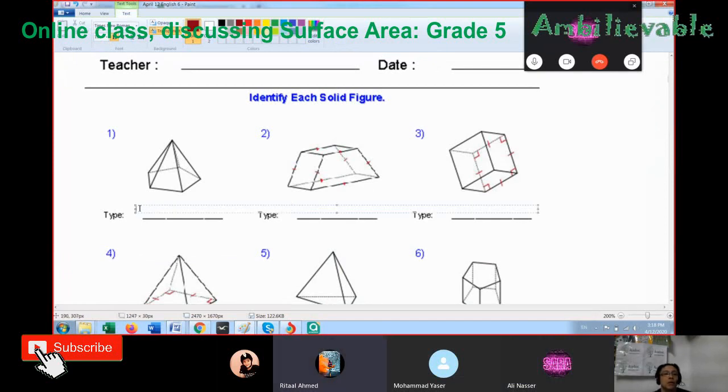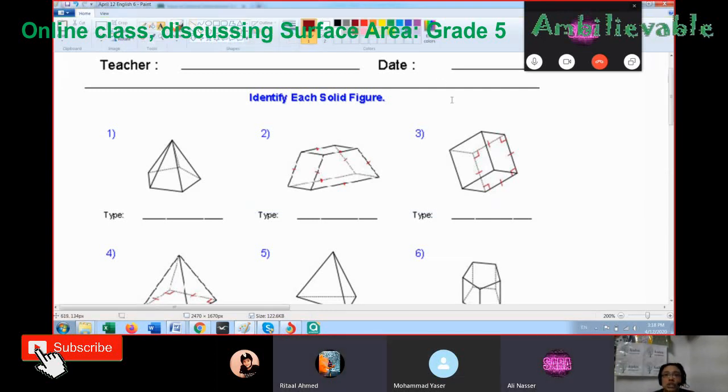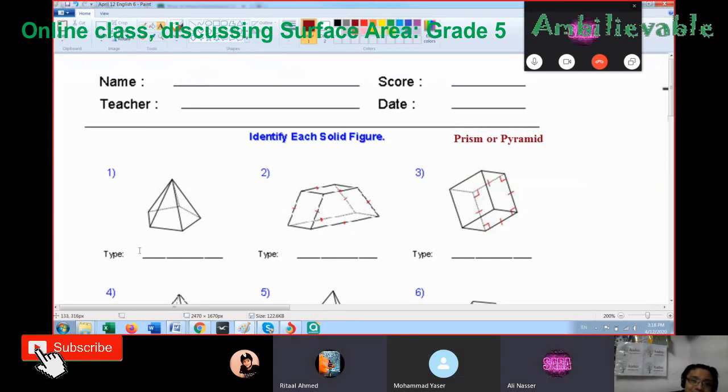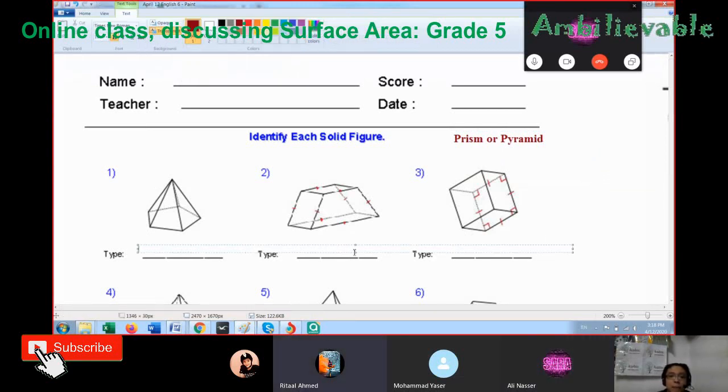Okay. Look at this one. Number one, Sarah. First give me the type, if it is a prism or if it is a pyramid. You have to remember, you are going to answer me either like this one. There are two types of answer. First, prism or pyramid. And then tell me the name of the solid figure. Okay, now let's do the first one.